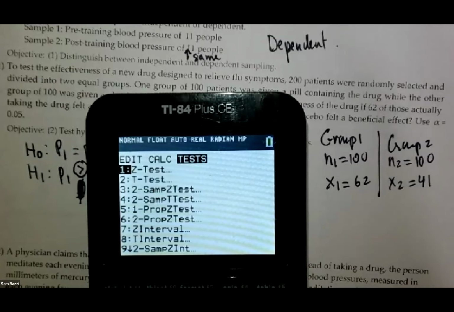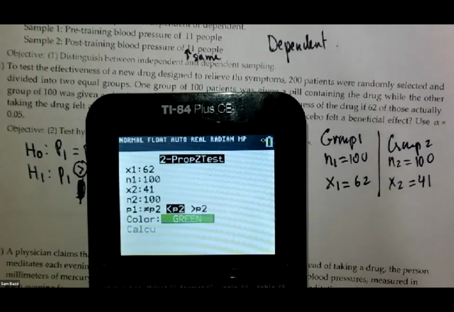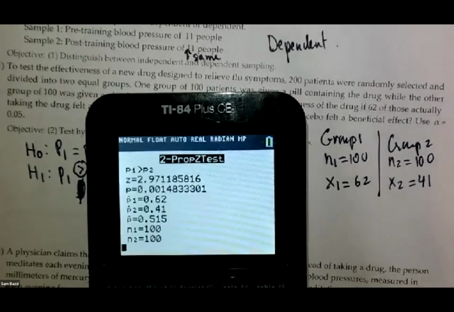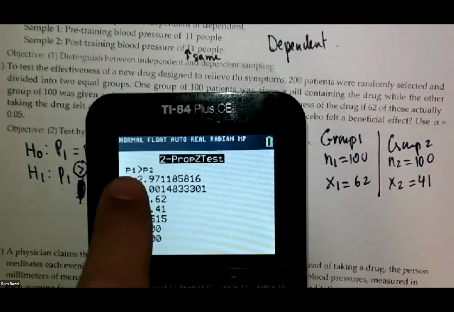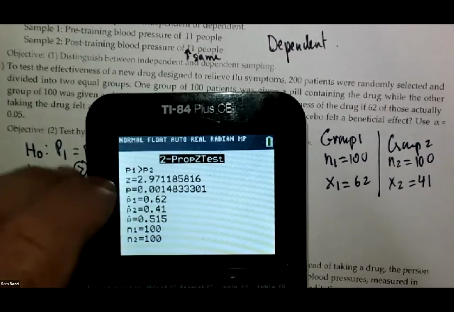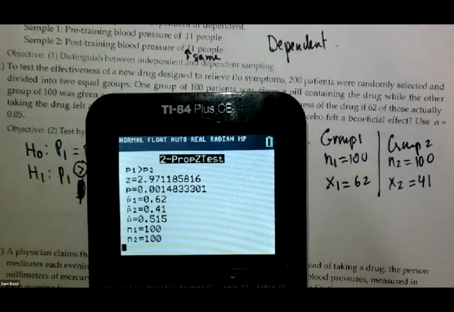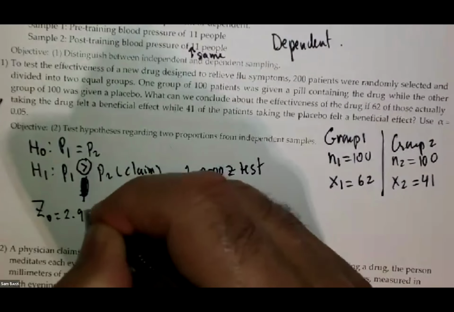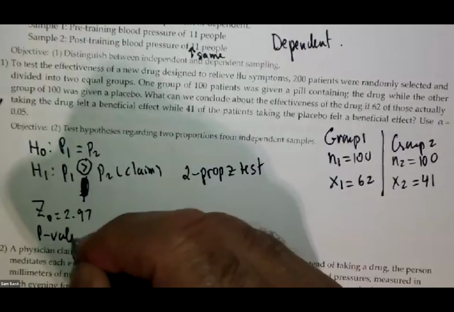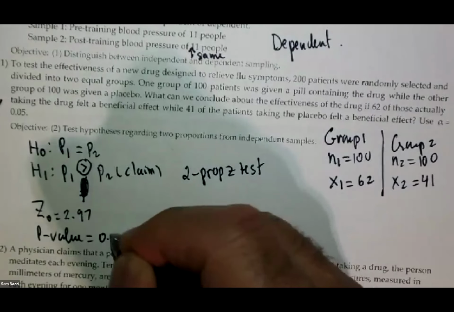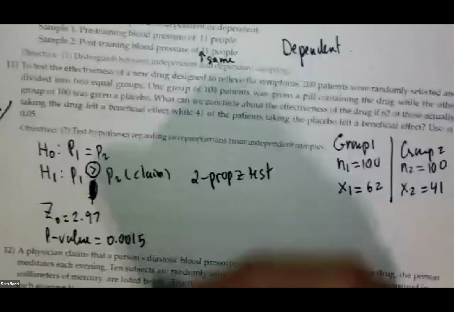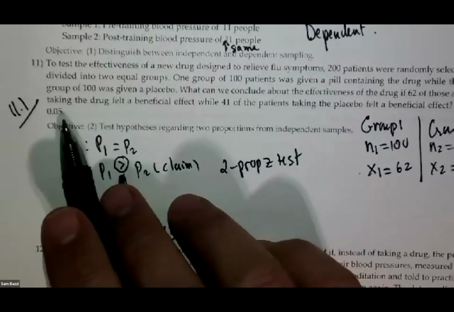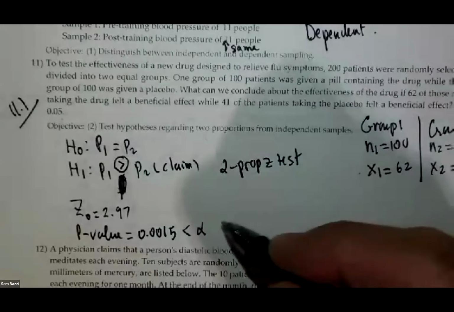That means we made a mistake. So I'll just go back and fix it. Look, guys, the positive with the greater than match perfectly. All you need to copy, guys, is this step and that step, and you're done. So Z0 is 2.97. You can put Z, it doesn't matter. It's up to you. The book uses Z0. So the p-value is 0.0015. And do you guys agree with me that the p-value is less than alpha? Alpha is 0.05. That's less than 0.05. So you reject H0.